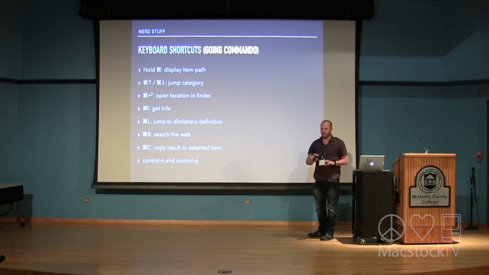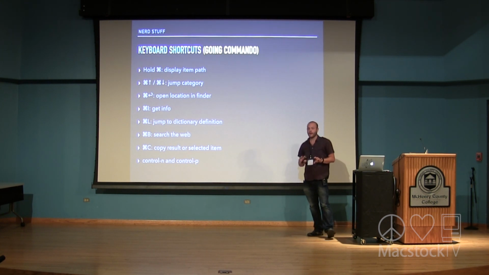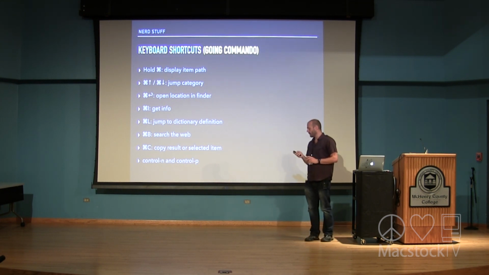Control N is next, Control P is previous. So Control N and P are the up and down of the Emacs keystrokes. And you can use those in the Spotlight window so you don't have to take your fingers off the home row. It annoys me when I can pop something up with a keyboard command, but then I have to use my mouse to do anything. So Control N and Control P are extremely handy.